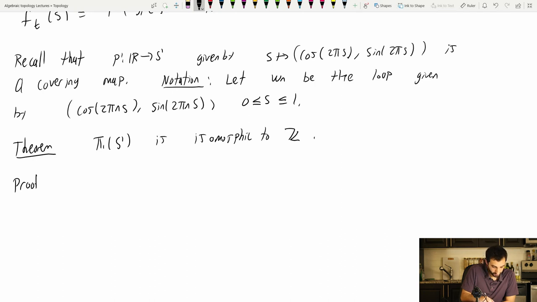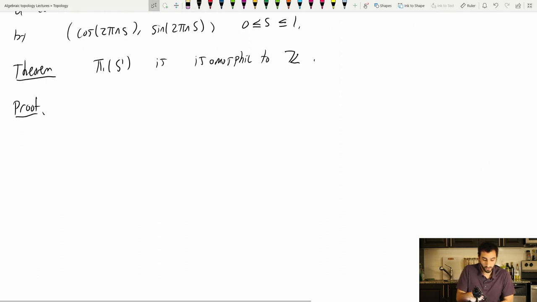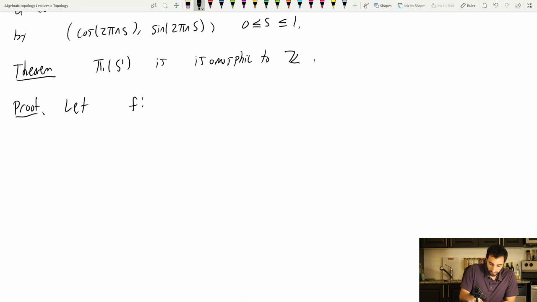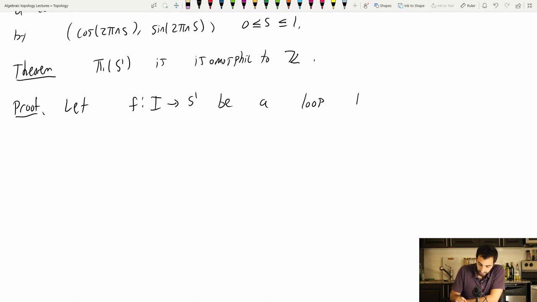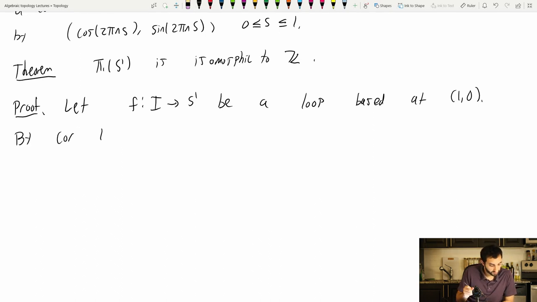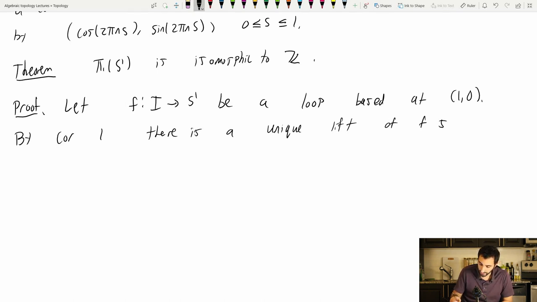And let's prove it. So let f from I to S1 be a loop. Let's just say it's based at (1, 0). So by corollary 1, the thing that lets me lift paths, there is a unique lift of f starting at 0.